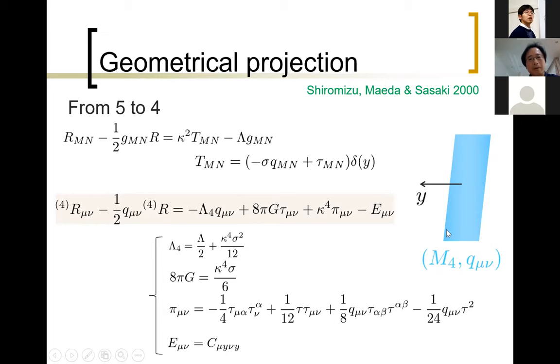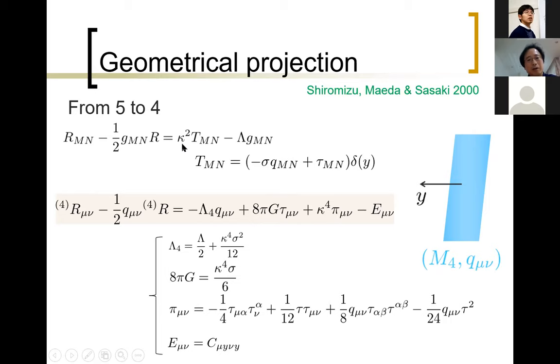About the right-hand side, lambda_4 is a summation of the bulk cosmological constant, I mean, this cosmological constant plus tension squared. G here, in four dimensions, should be regarded as the four-dimensional Newton gravitational constant. It's proportional to kappa, proportional to the tension. Kappa squared is the gravitational constant in the five-dimensional theory.